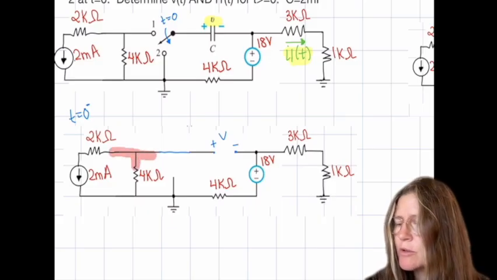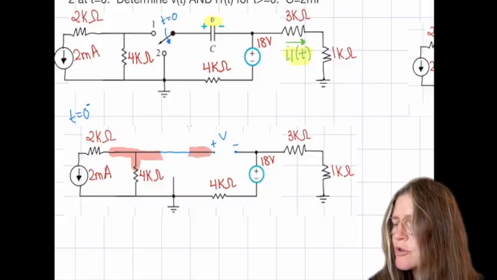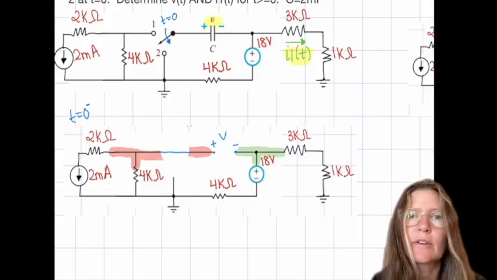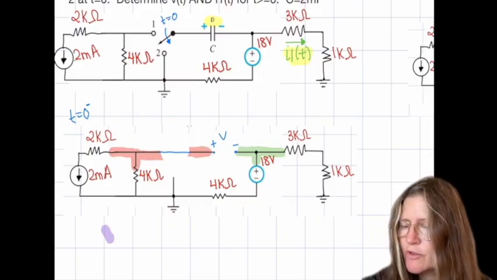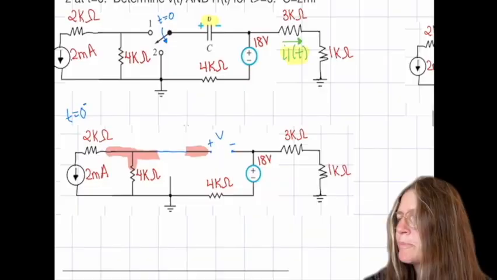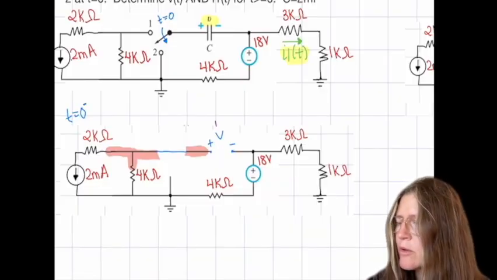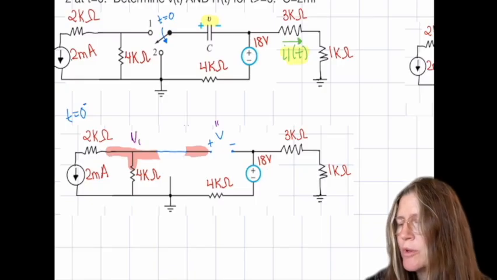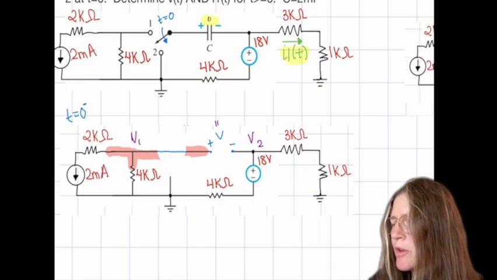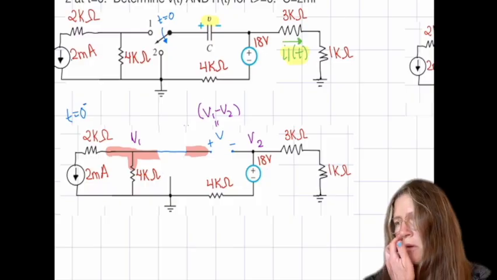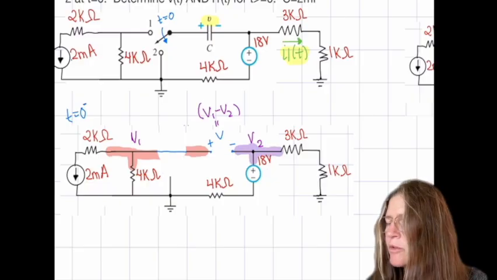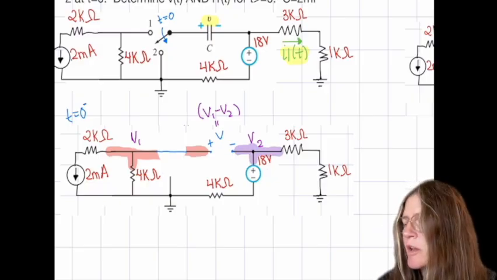In the left node, we're going to find this voltage, and then subtract off the voltage in this node. So we need to find each of those nodes, and then the voltage V is going to equal, I'll call this V1 and this V2, V1 minus V2. To start with, let's find V1.